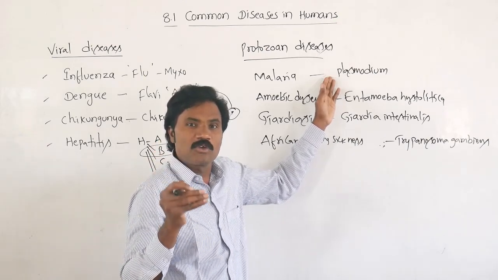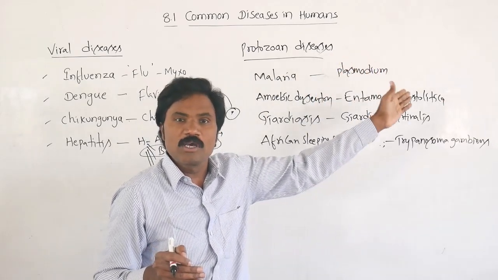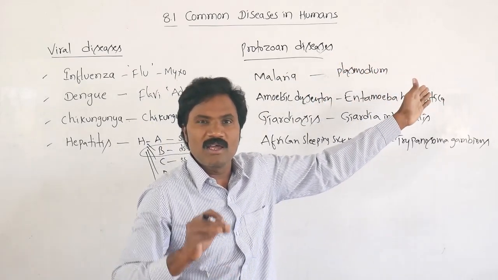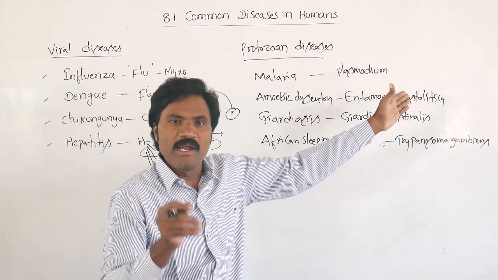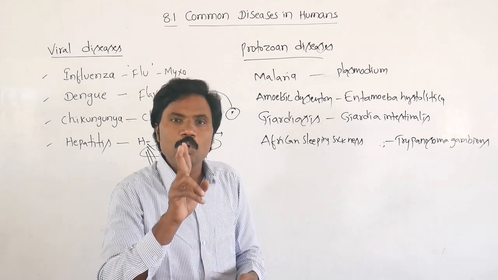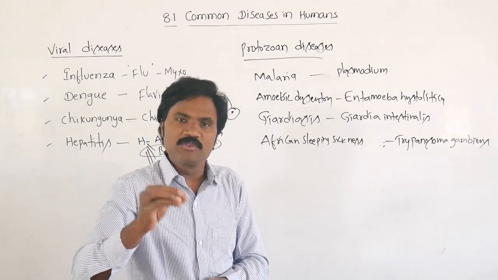The name of that protozoan parasite is Plasmodium. But this particular protozoan parasite is a digenetic parasite. What is meant by a digenetic parasite? It completes its life cycle in two hosts: one is the definitive host, another one is the intermediate host.